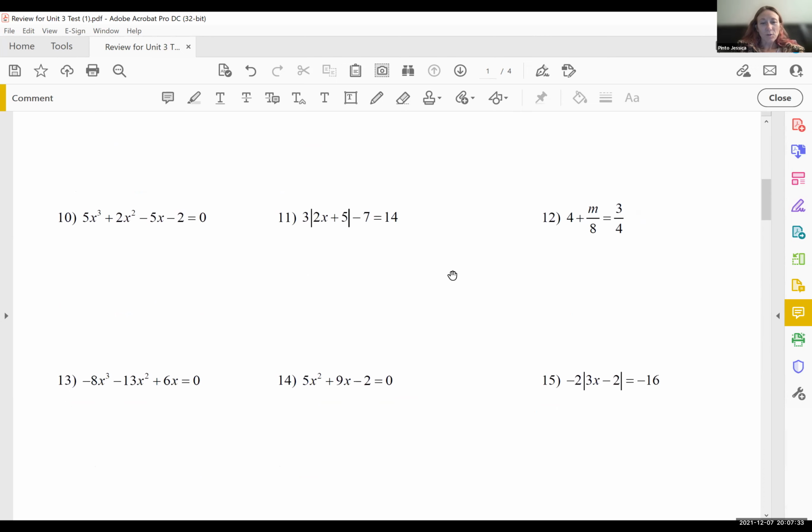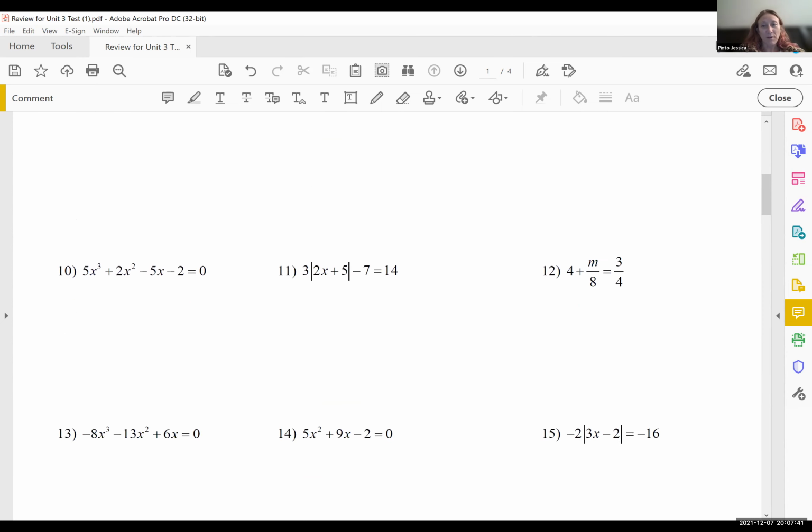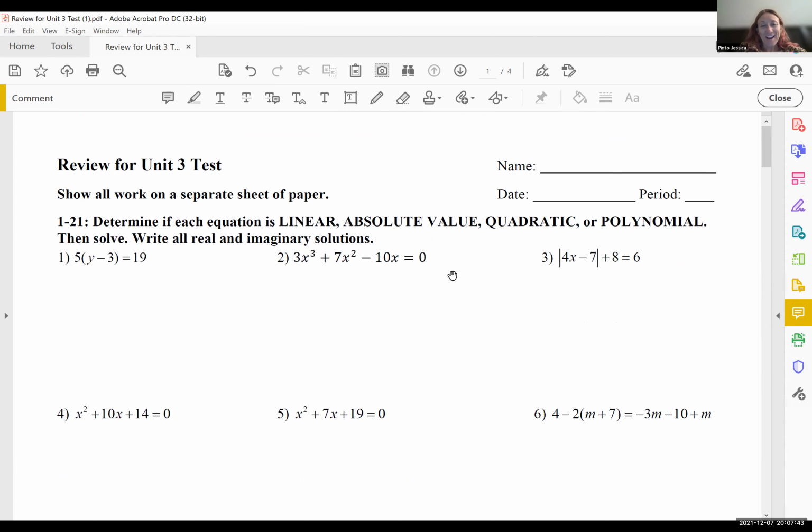I'm going to continue to work through the problems that I haven't solved yet, just to see if that's something that students would benefit from. So I did the middle column, so I'll start with number one. Number one, I'm going to start by dividing by 5.